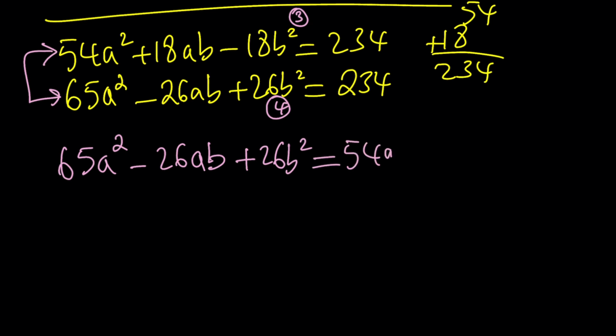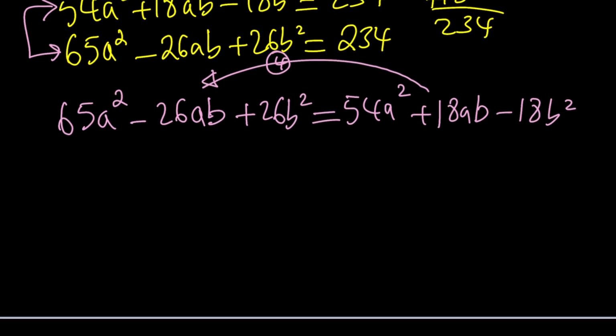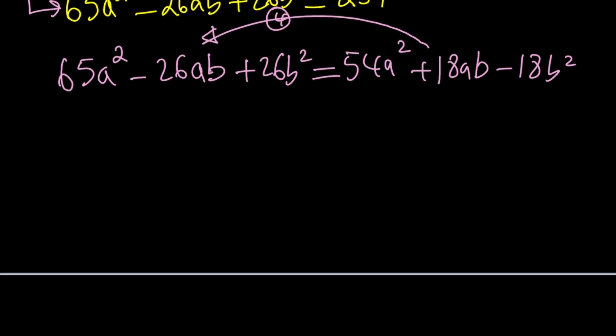Anyways, these two expressions are equal, and from here we can put everything on the same side. There's no constant, so this becomes a homogeneous equation. Not a homogeneous system, but a homogeneous equation, but that's good enough. So we can go ahead and subtract.